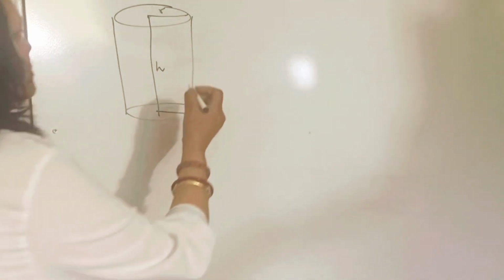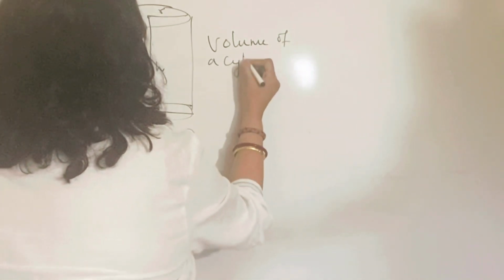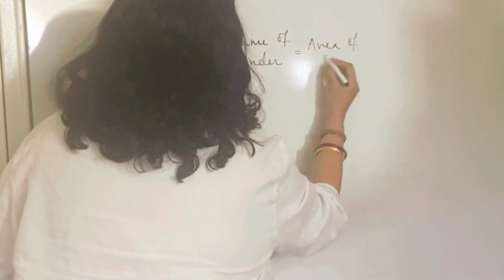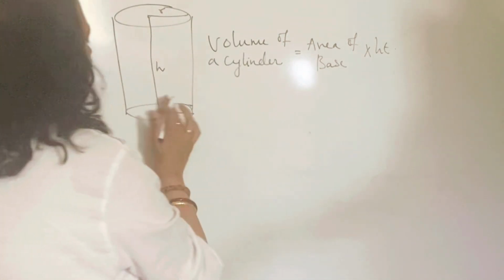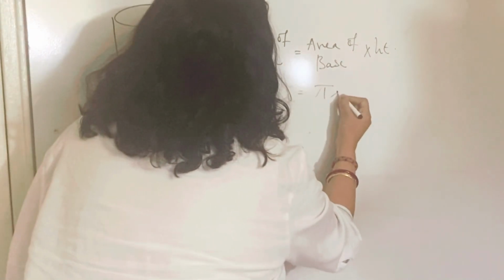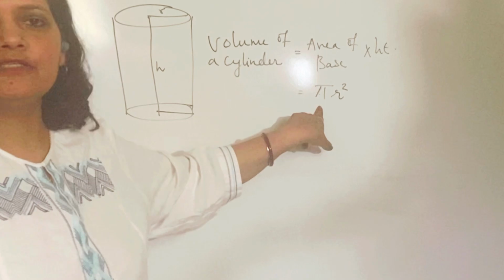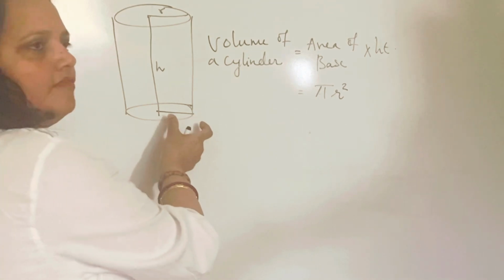Now to find the volume of this cylinder, we first have to find the area of the base times the height. So the volume of a cylinder is equal to the area of the base into height. The area of the base is the area of the circle, which has the formula pi r square. Pi is our constant, for which we substitute the value 22/7 or 3.14, and r square we find from the radius given to us.